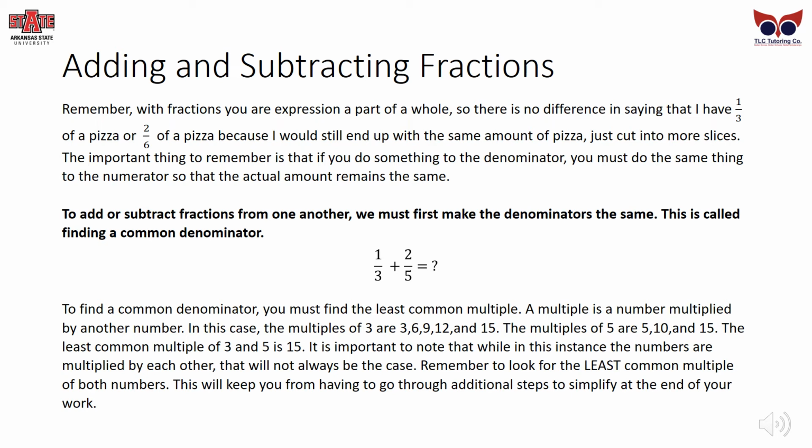In this case, the multiples of 3 are 3, 6, 9, 12, and 15. The multiples of 5 are 5, 10, and 15. The least common multiple of 3 and 5 is 15. It is important to note that while in this instance the numbers are multiplied by each other, that will not always be the case. Remember to look for the least common multiple of both numbers. This will keep you from having to go through additional steps to simplify at the end of your work.